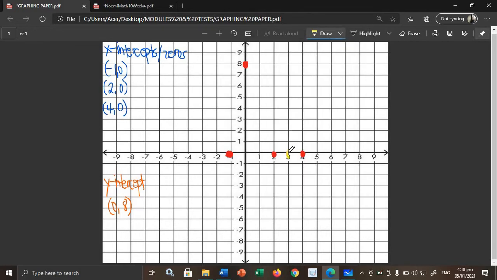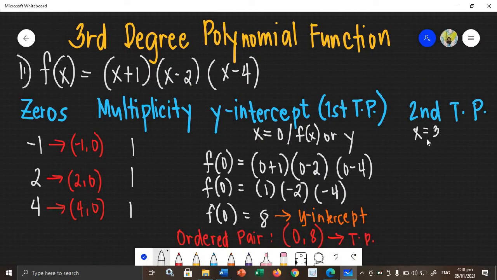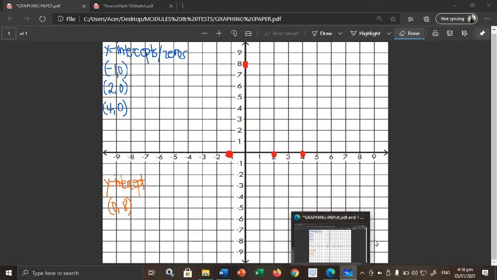Okay? Ayan, dyan natin siya nakuha. And then, we will solve for the value of the y-coordinate para malaman natin kung saan natin ipa-plot, and that will be the second turning point of the graph. Okay? So, we will assume that x is equal to 3, and we will solve for the value again of y, no? And then, create an ordered pair to plot it in the Cartesian plane here.